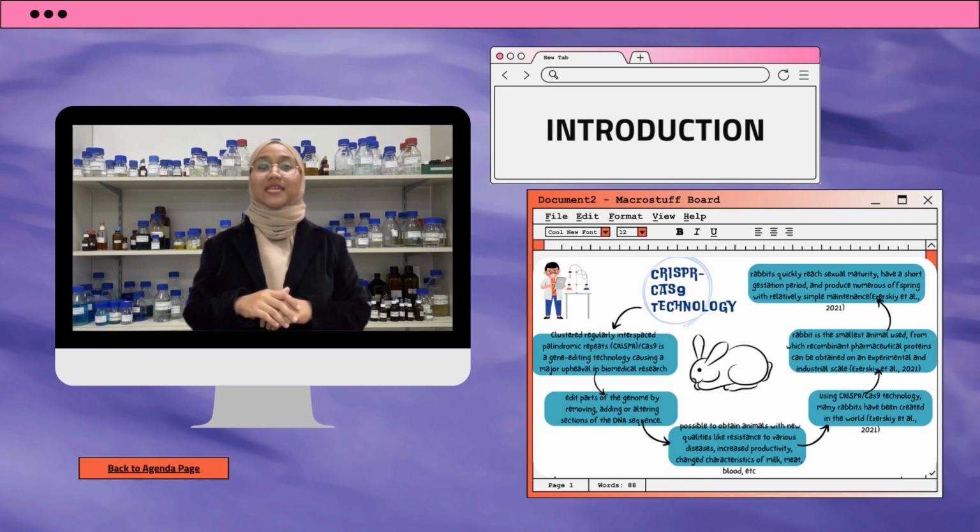So, by using genetic engineering methods, it's possible to obtain animals with new qualities like resistance to various diseases, increased productivity, or changed characteristics of milk, meat, and blood.